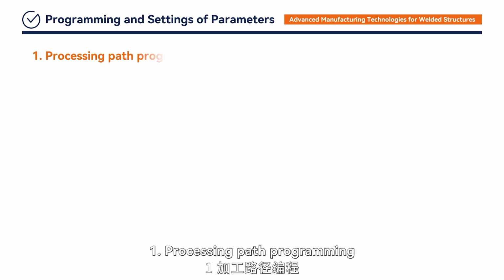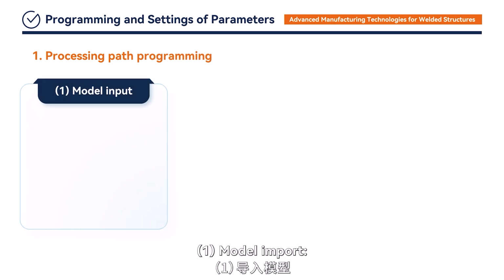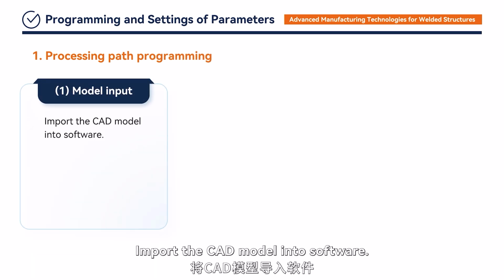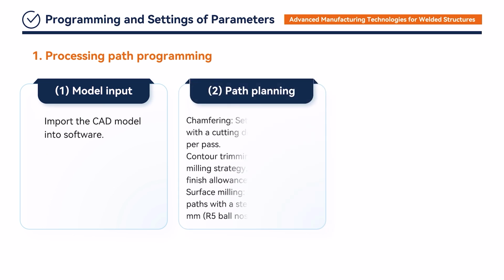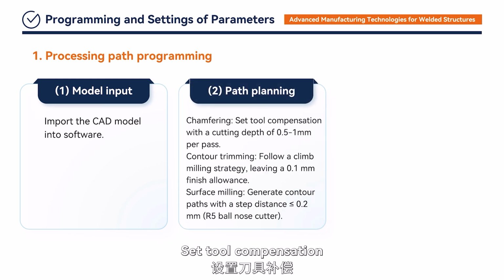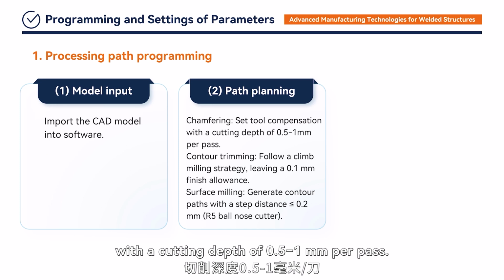1. Processing path programming. 1. Model import. Import the CAD model into software. 2. Path planning. Chamfering. Set tool compensation with a cutting depth of 0.5 to 1 millimeter per pass.